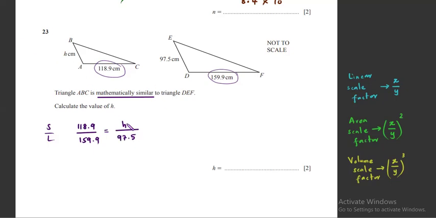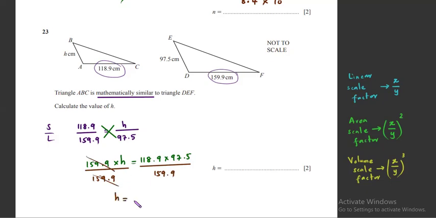Now, for me to find what H is, I need to cross multiply and isolate H. So we have 159.9 times H is equal to 118.9 times 97.5. I need to bring this 159.9 to the other side. So I need to divide it by that amount. So 159.9, I'm going to divide it. When I divide it by that amount, this leaves me with the value of H.